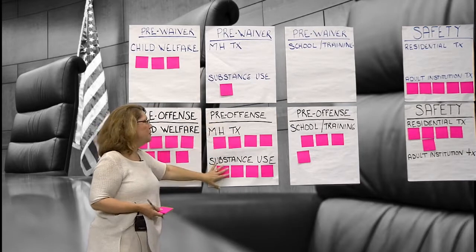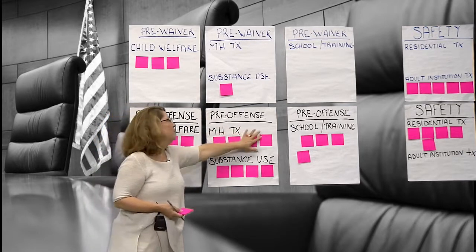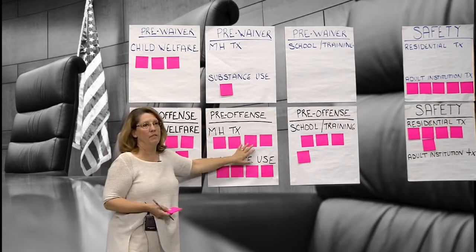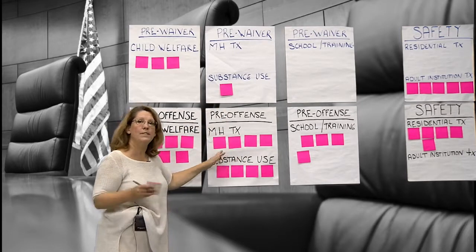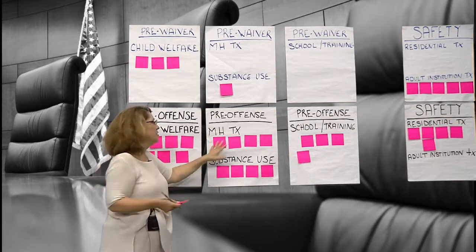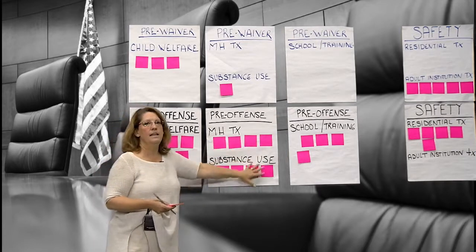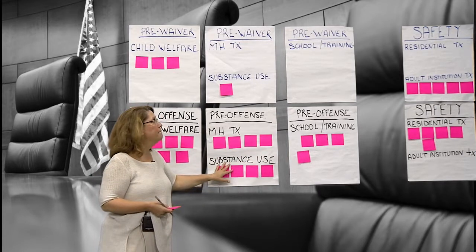But in the pre-offense group, there was a substantial amount of mental health diagnoses and treatment provided. And so you can see the difference between these two groups by the number of memos and the different types of treatments, the different descriptions of the needs that were identified.